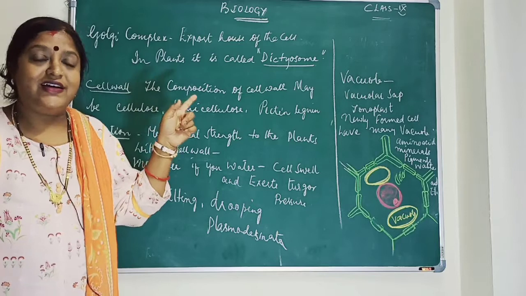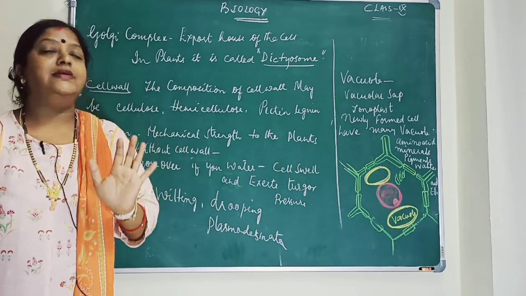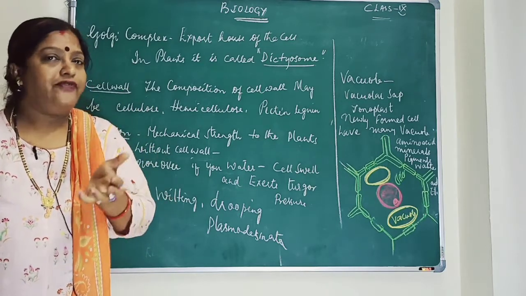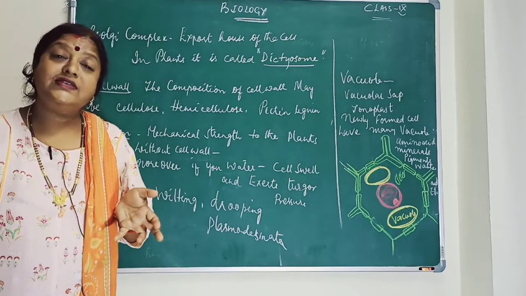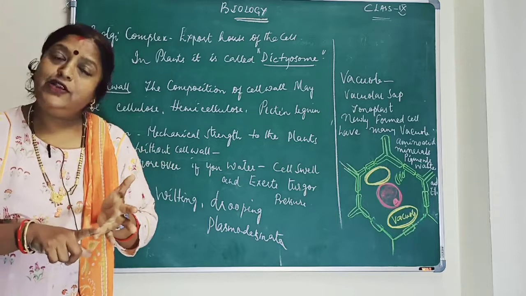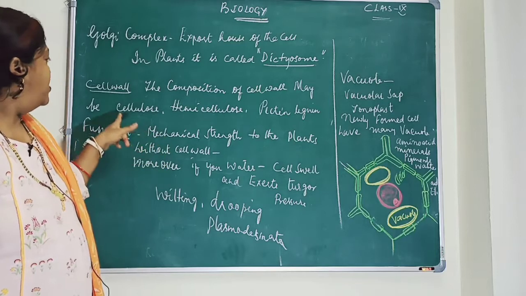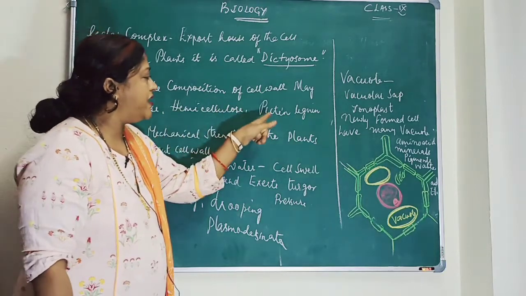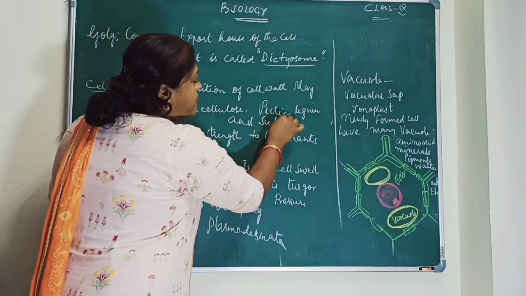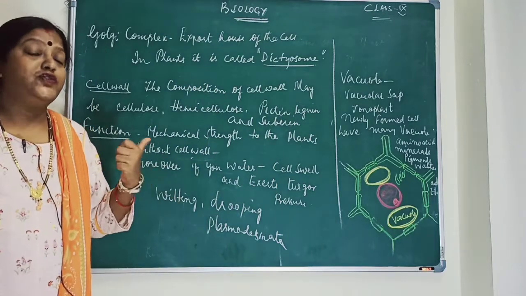Cell wall is present outside the plasma membrane only in plants, higher plants. It is also present in bacteria, algae, fungi. The composition of the cell wall may be different, children. It may be cellulose, hemicellulose, pectin, lignin and suberin. I forgot to write suberin. Understood?